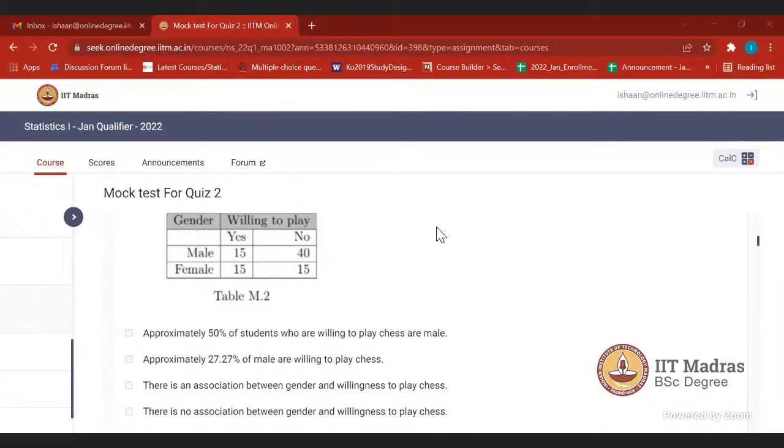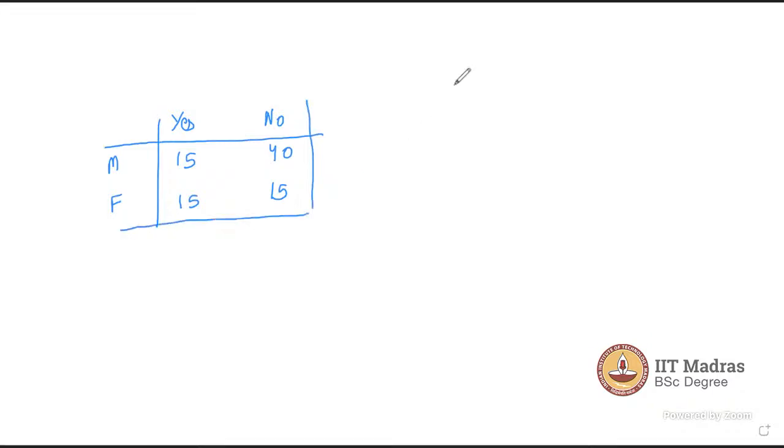Whenever all the row relative frequencies or column relative frequencies are similar, we say that there is no association. If you look at this one, suppose this was the scenario. Yes and no: here it was 15, 15 each, and 15 and 40. So this is the data given to us.